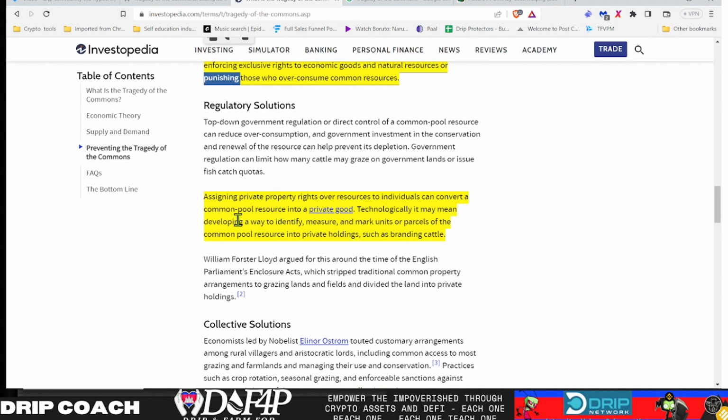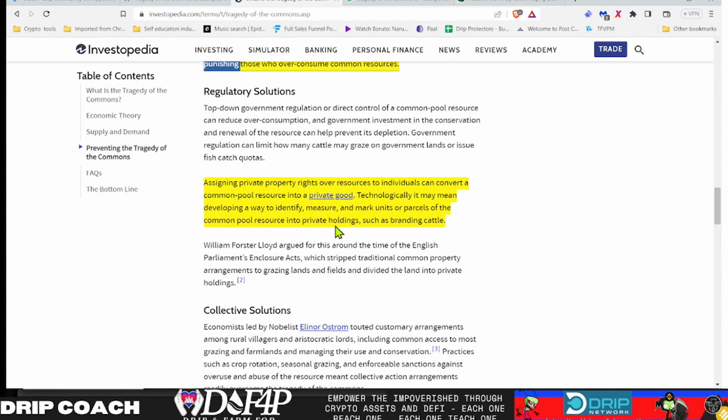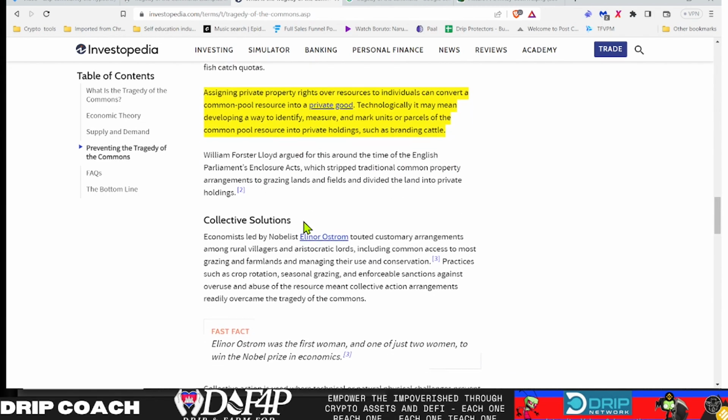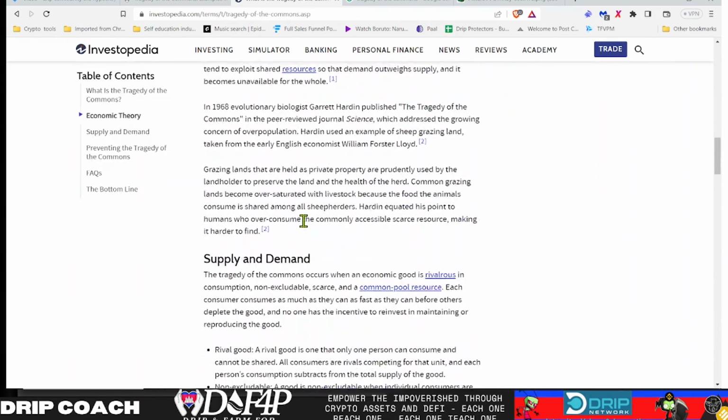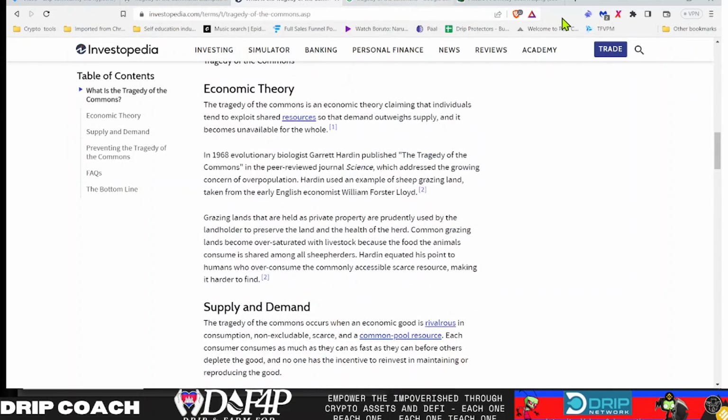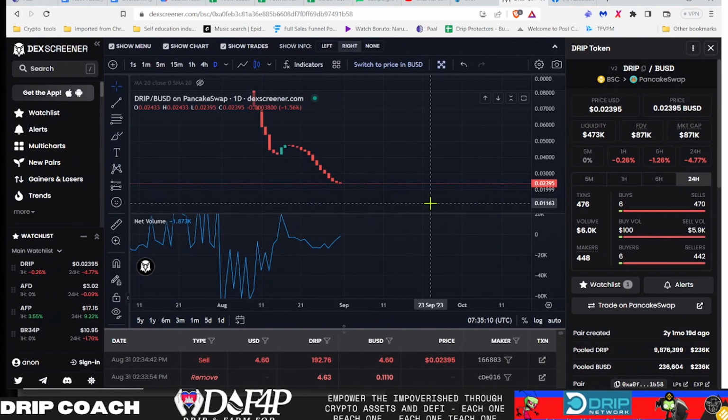But let's go further. Assigning private property rights over resources to individuals can convert a common pool resource into a private good. Technologically, it may mean developing a way to identify, measure, and mark units or parcels of the common pool resource into private holdings, such as branding cattle. So this is stuff that we could look at in regards to blockchain. So what am I getting at? Well, the point is that as of right now in this video, Drip is sitting at 2 cents, 0.024 to be exact, on PancakeSwap.